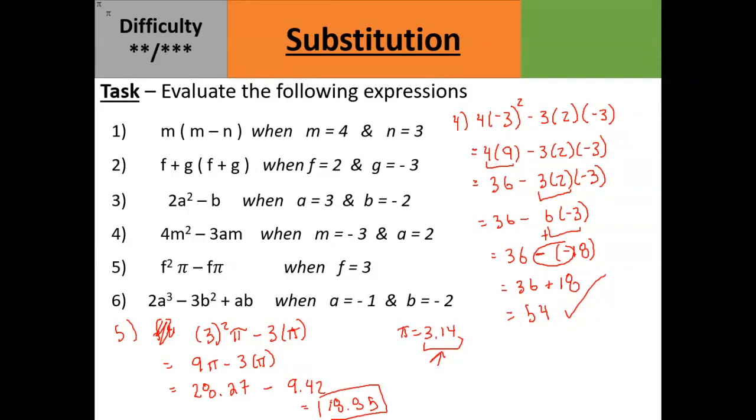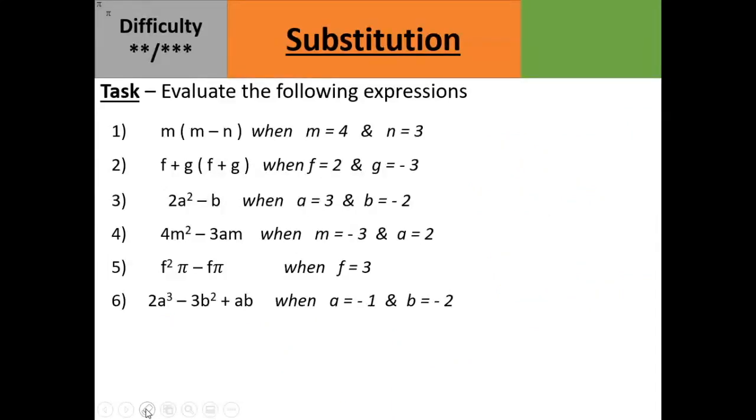Let me know when you're done writing that down, and I'll do the last one here. Okay. So I'm just going to clear this all then. 2 times a, 1 cubed, minus 3 times b, negative 2 squared, plus a times b.